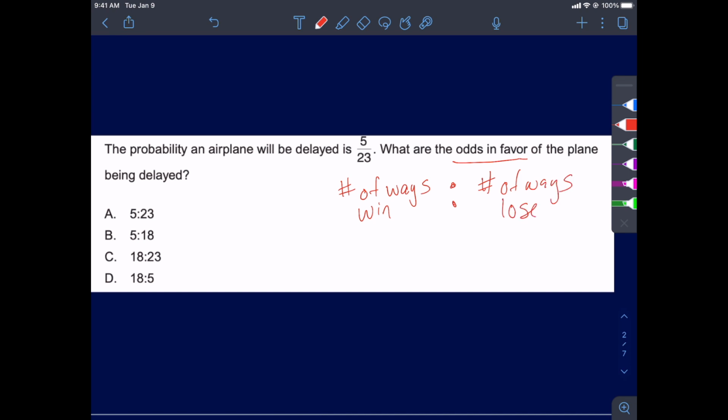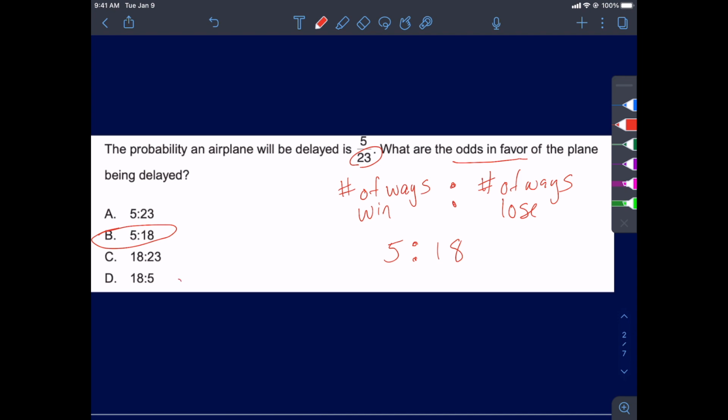So 23 is not the number of ways we lose. 23 is the total ways. So if 5 of the ways are it being delayed in this case, 18 are not being delayed. So the odds in favor of it being delayed are 5 ways that it does happen compared to 18 ways that it doesn't happen. That is letter B.